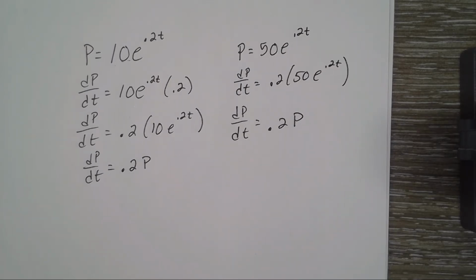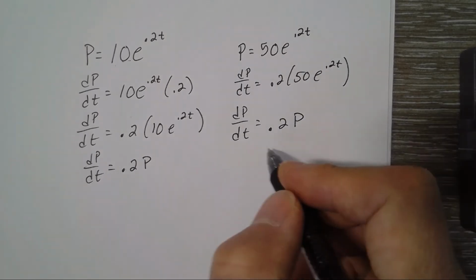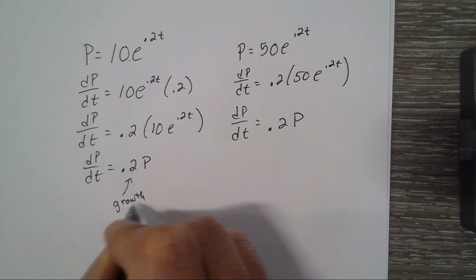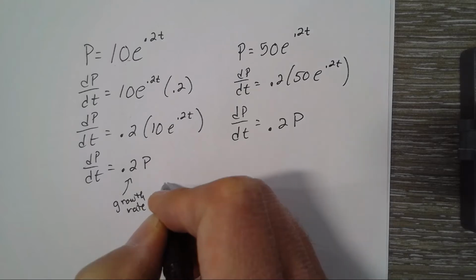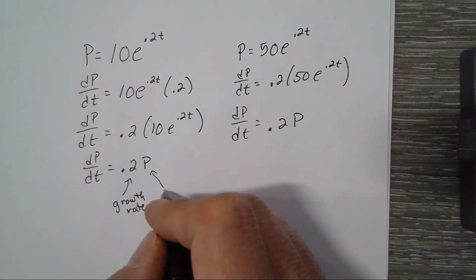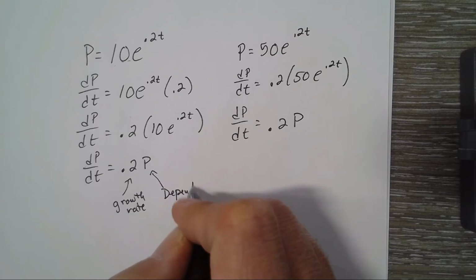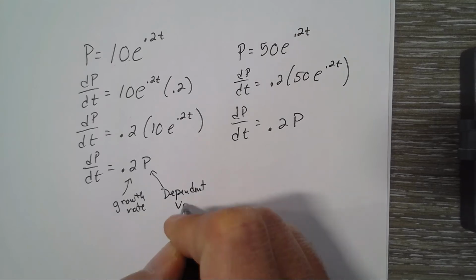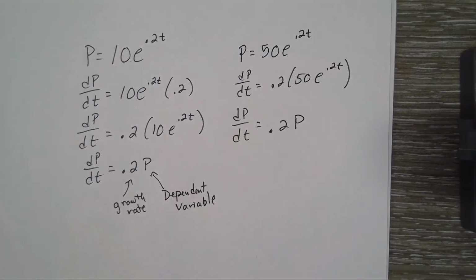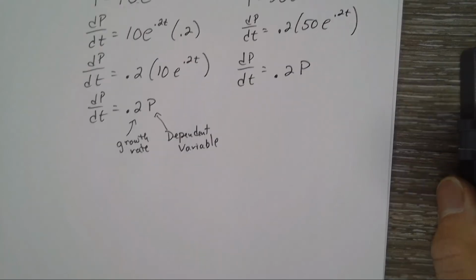All right, so this 0.2 would be the growth rate, and the p would be the population, the dependent variable, kind of like our y typically would be, but here it's p. Okay, so I want to show another example.